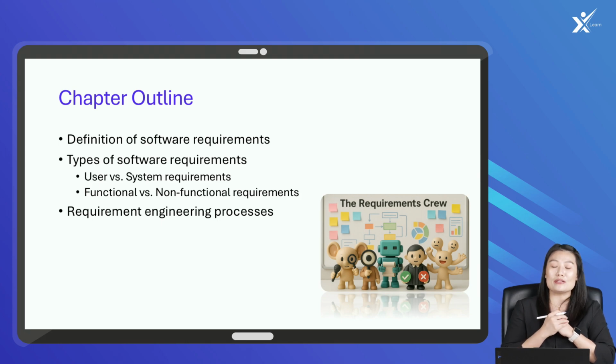Then we are going to talk about the types of software requirements. We have many types of software requirements. We will see which types are suitable for our project. And the last topic is the requirements engineering process: how can we get those requirements from our customers?